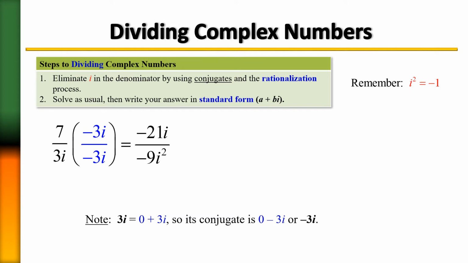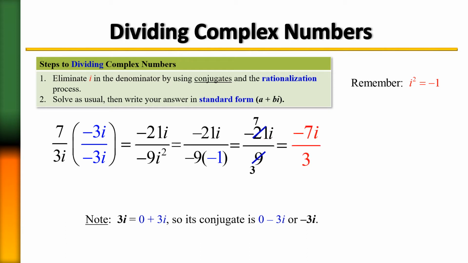Recall, every time you see i squared, you're going to replace it with negative 1. Negative 9 times negative 1 on the bottom is going to give me a positive 9. Now we're going to go ahead and divide negative 21 by 9. We can cancel out the common factor of 3 from the numerical part of those numbers, and that's going to leave us with a final answer of negative 7i over 3.